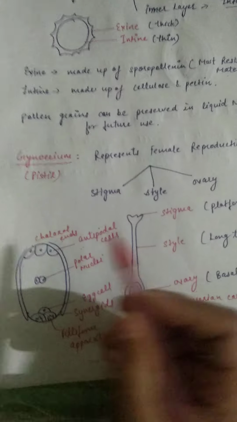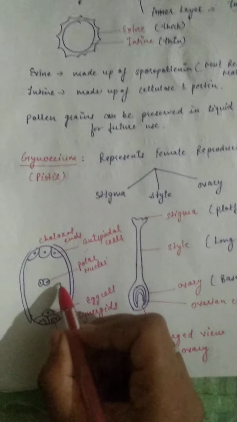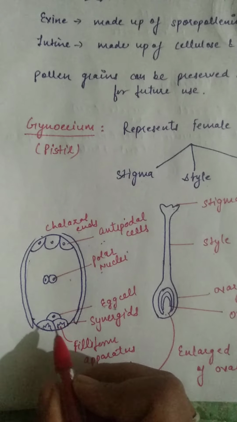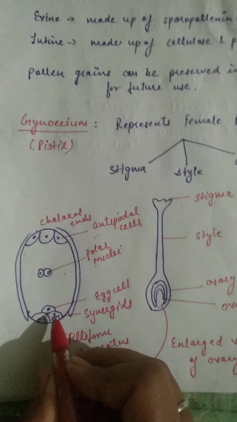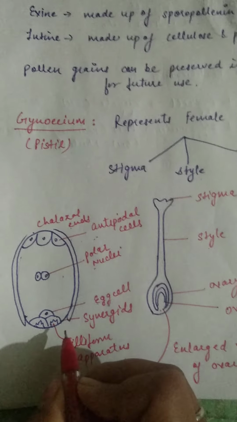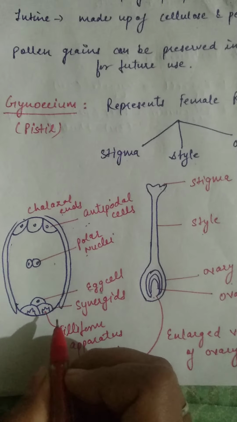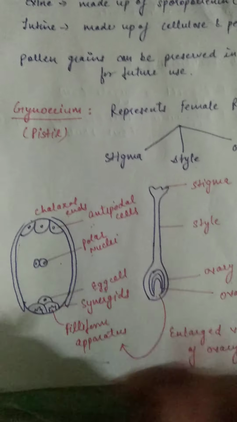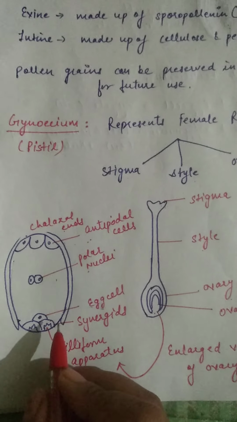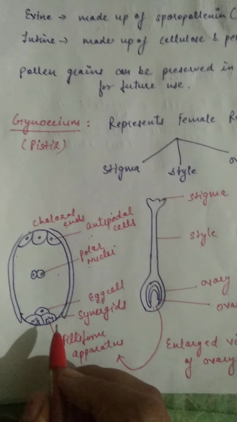Antipodal cells have the function of protection only. Next, in the central part there are 2 polar nuclei, and in the basal part there are 3 cells present, 2 synergids and 1 egg cell. Synergids help the pollen tube, and there is a filiform apparatus like this. They help in guiding the pollen tube to reach the egg cell. One more function of synergids is that they rupture the pollen tube and release 2 sperm cells or male gametes.